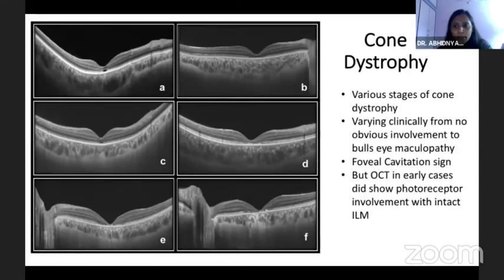Now, this was a series of cone dystrophy which we had analyzed, and various stages were seen from a foveal cavitation only, where the ELM, external limiting membrane, was intact, to the severe involvement where there was thinning of all the layers. And we had seen that in early stages, clinically, the patients may not show any features, but this was the sign which was present in the early stages on OCT.